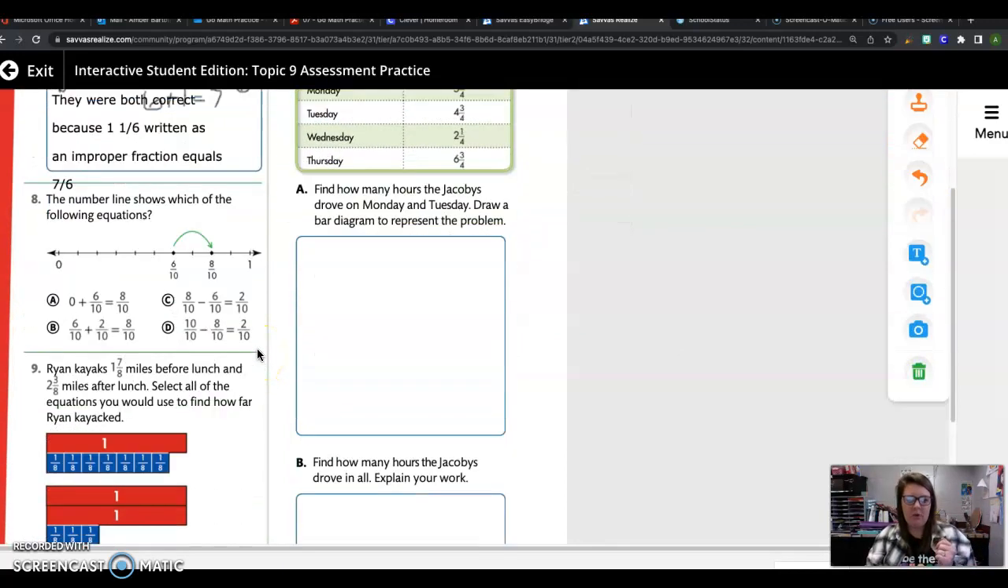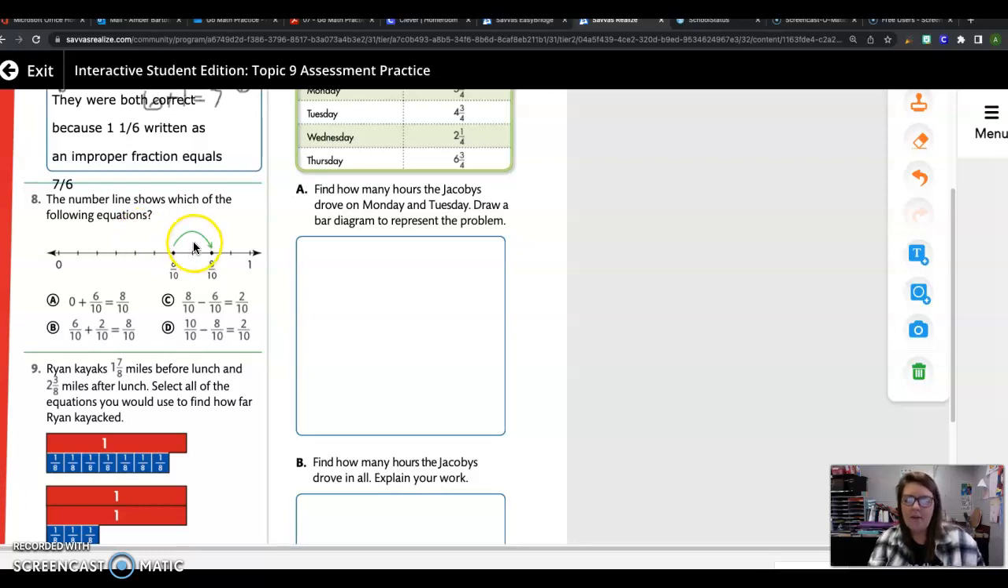So let's move on to number 8. The number line shows which of the following equations? Before I even look at my options, I need to decide in my head what it's trying to show me. I see that 6/10 is labeled, and 8/10 is labeled, and they have a green arrow pointing to the right. This tells me that my fraction is going to be getting larger, getting greater. So I know this is going to be an addition problem.